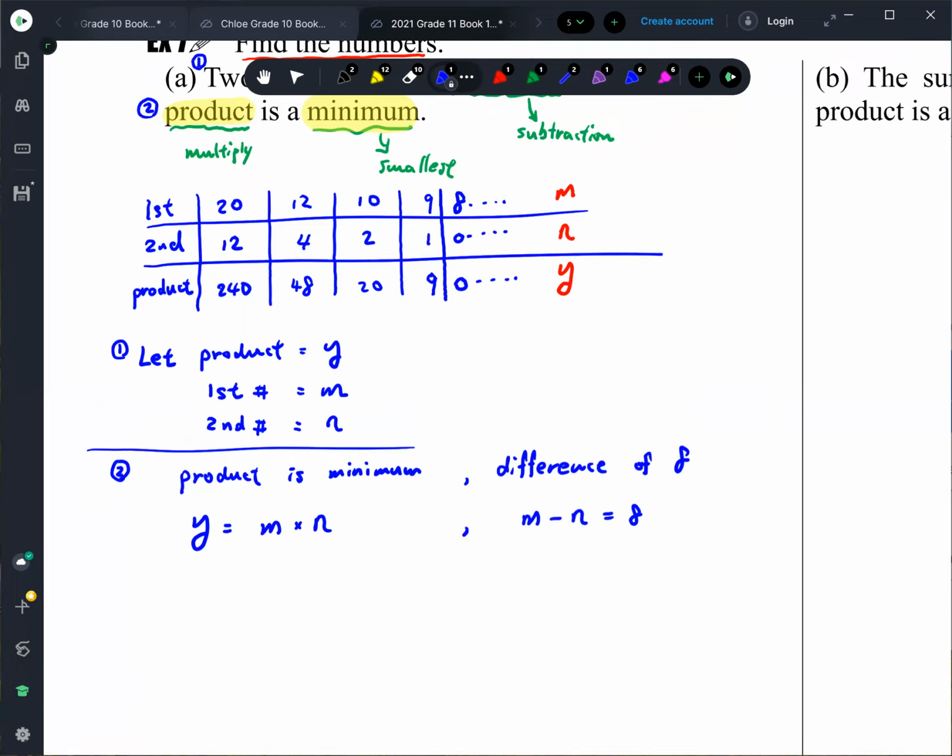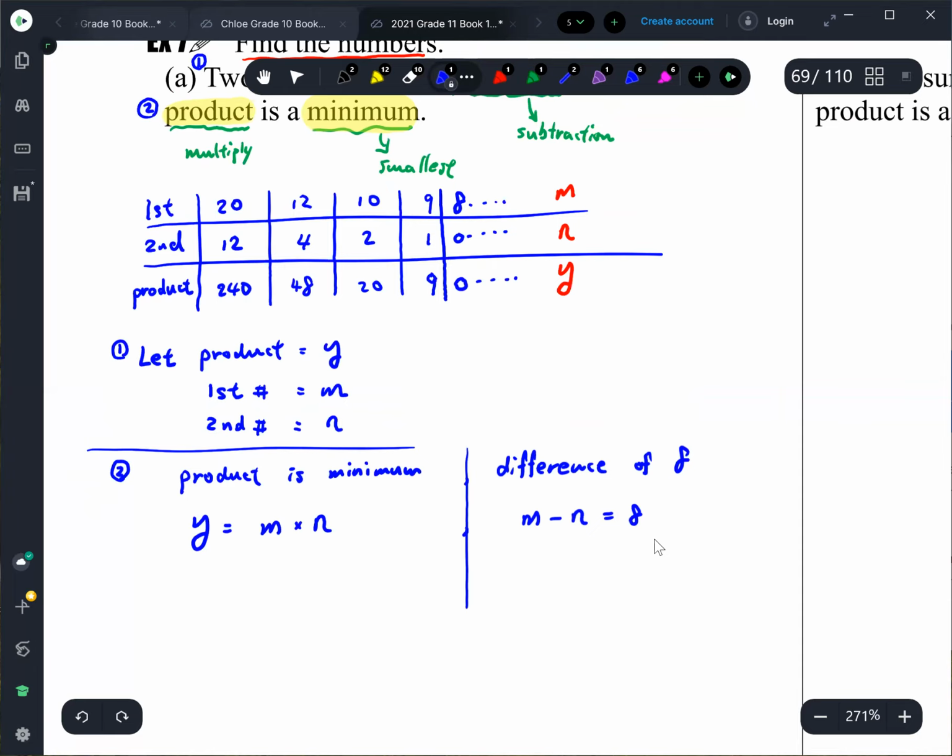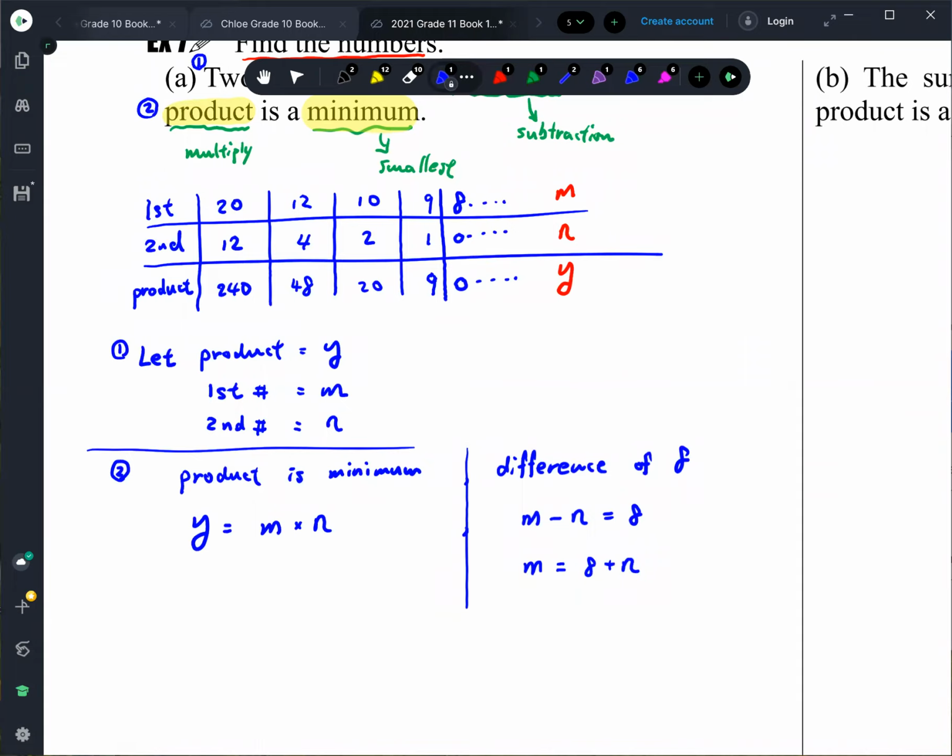We're just translating the question into equations. Product is minimum, so y is m times n. Difference of 8, so m minus n equal to 8. Using the right hand side, let me draw a line, I could isolate one of the variables. Let's say I isolate the m. M is easier to isolate. So m will equal to 8 plus n. Any questions so far?